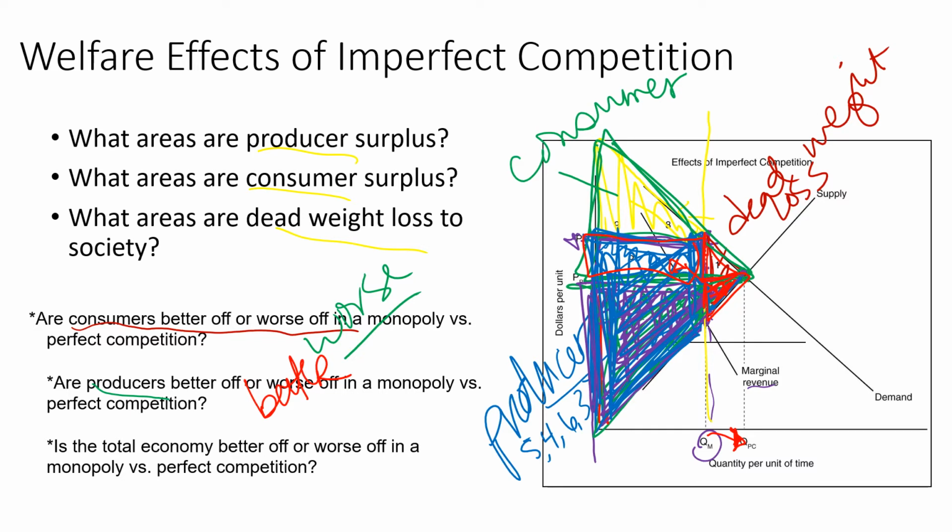which makes sense because we're talking about fewer producers in an oligopoly and we're talking about one producer in a monopoly, and we saw last week that they can charge more money in those situations, so they are better off.